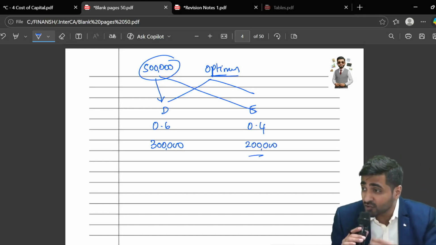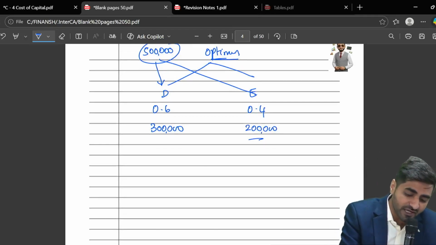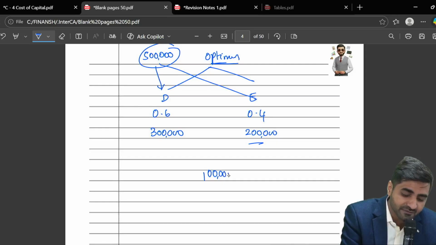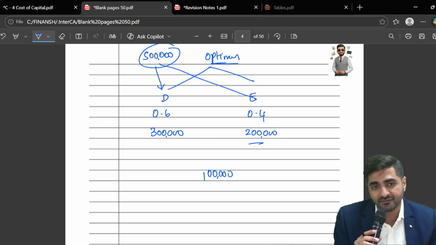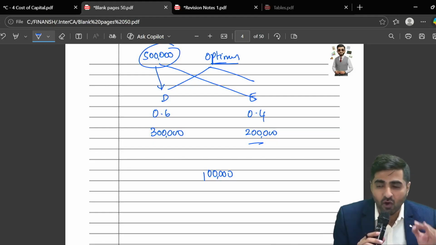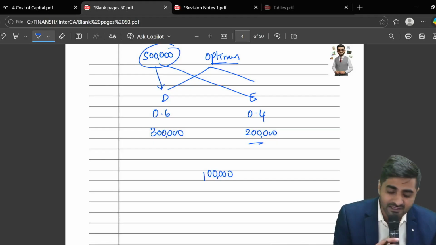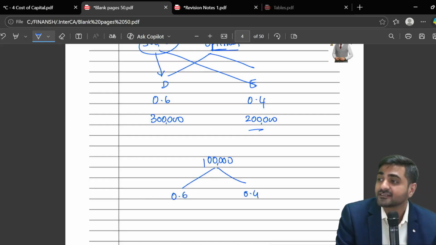Now, the company wants to raise another capital. Suppose the company wants to raise 1 lakh rupees more. But in what weights will they raise this 1 lakh rupees? When they have given the word optimum, can I put it like this, that this 1 lakh rupees is actually raised by taking 60% debt and 40% equity only?